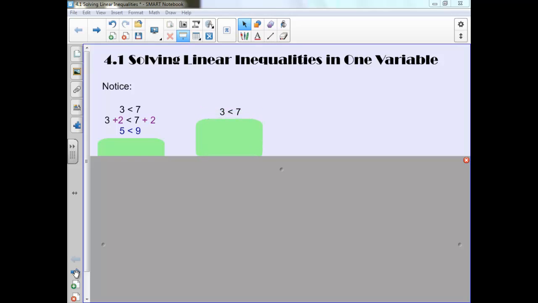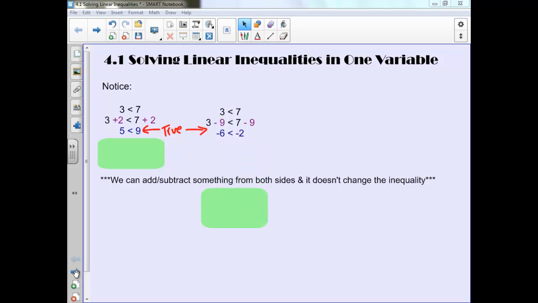What about if we subtract? So once again, we'll start with 3 is less than 7. Let's subtract this time. Let's subtract 9, and I'm just picking numbers here. 3 minus 9 is negative 6, and 7 minus 9 is negative 2. Notice we still have a true statement. So what that tells us is that we can add or subtract something from both sides, and it doesn't change the inequality. Just like we could add or subtract to both sides of an equation, and we were okay.